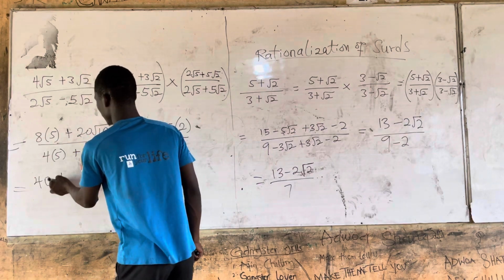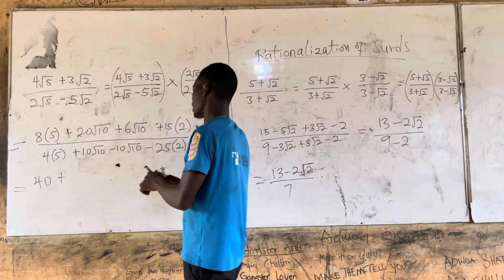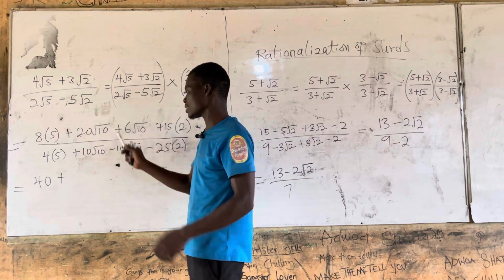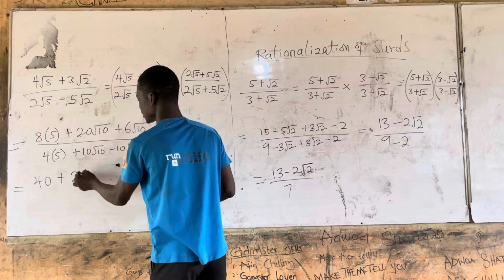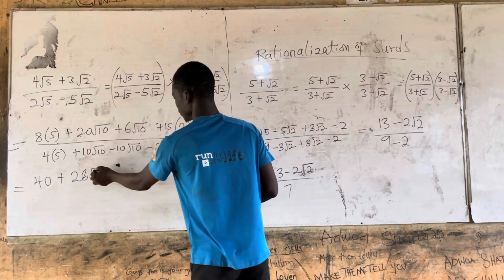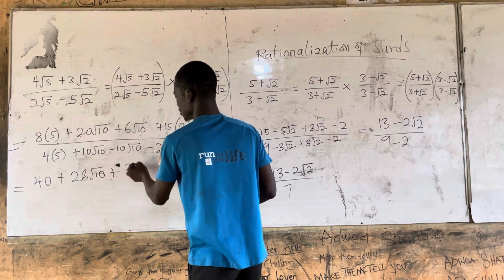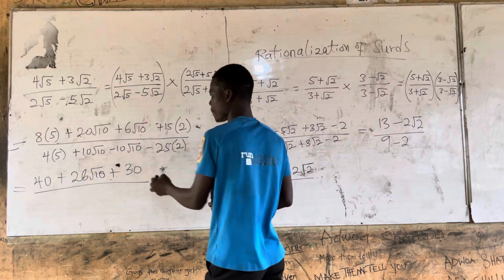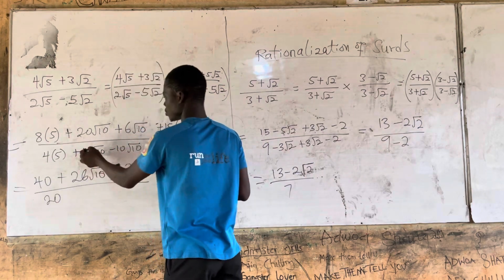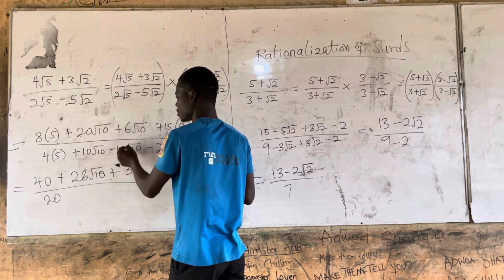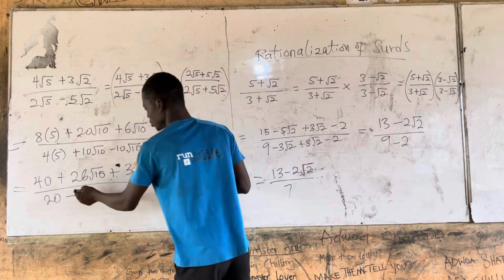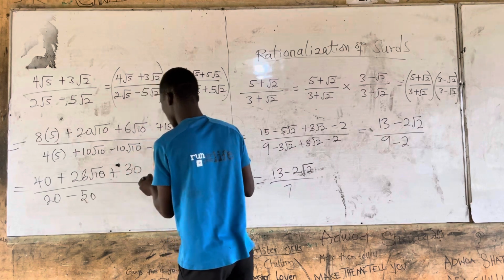And on this note, we are going to get 8 times 5 here is what? 40. Plus this root 10, they are the same, they are like terms. So 20 plus 6 is what? 26, and take one of the roots, that's root 10. 15 times 2 is 30. So all over 4 times 5 is 20. 10 root 10 minus 10 root 10 is 0. We have minus 25 times 2 is what? Minus 50.